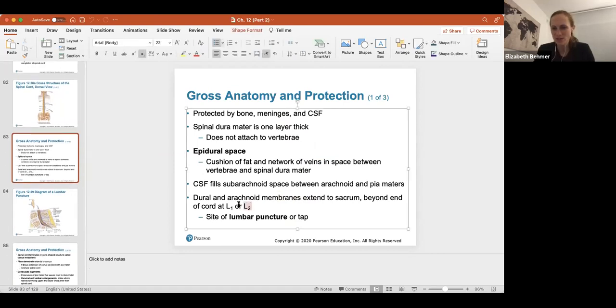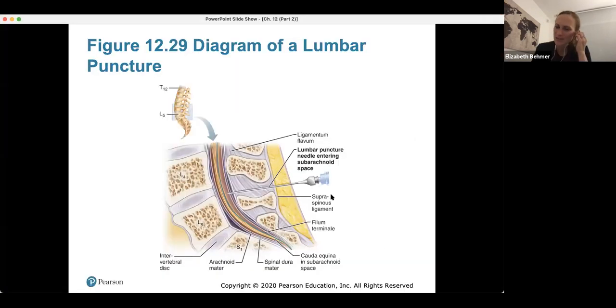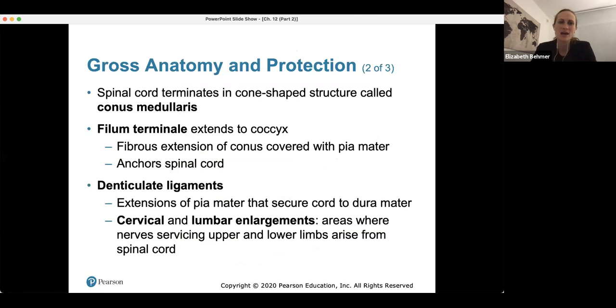Usually we do lumbar punctures or taps between L1 and L2, and we talked about doing lumbar punctures as a way to test. Let me just make sure you guys can see this. As a way to test for different microbes in the cerebrospinal fluid. So lumbar punctures or lumbar taps are important for testing cerebrospinal fluid as a way to tell us levels of certain microbes or anything else that would indicate disease. The spinal cord terminates in the conus medullaris. The filum terminale is just an extension that anchors the spinal cord to the coccyx or your tailbone.